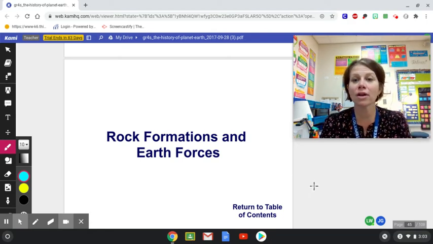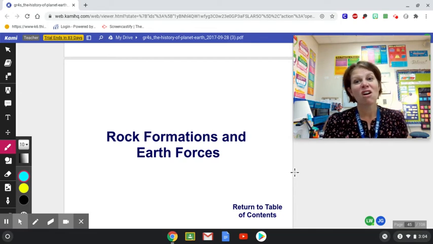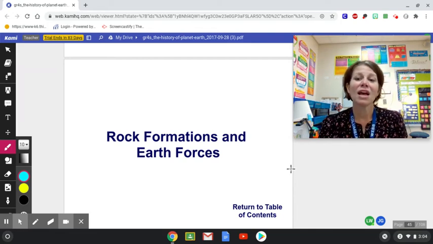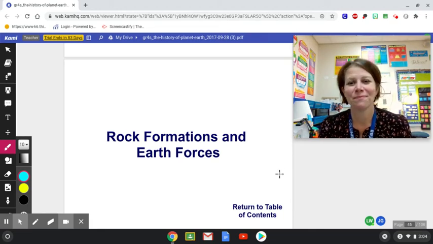Because if you notice, you look outside and everything's a little different. The landforms that you see here are not the same as what you see across the river. And the landforms you see across the river aren't the same as what you see on the coast. And we're going to understand why the earth looks the way it does.